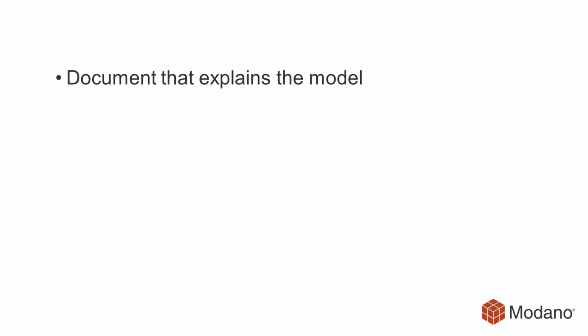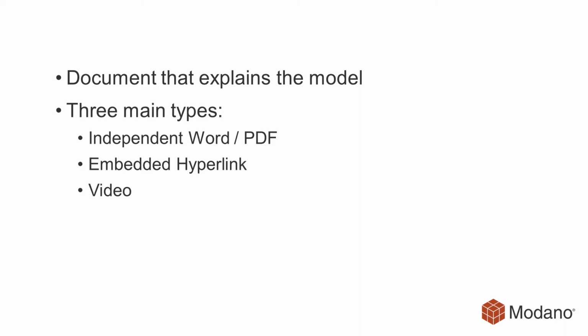Now, in terms of the types of user guides you might want to create, there tends to be kind of three main types. The first is an independent Word or PDF document. The other is an embedded hyperlink structure, which is something that you put in a model that allows somebody to actually click from the user guide into the details of the model. And the third type is some sort of training video or kind of media-based user guide that people can refer back to.